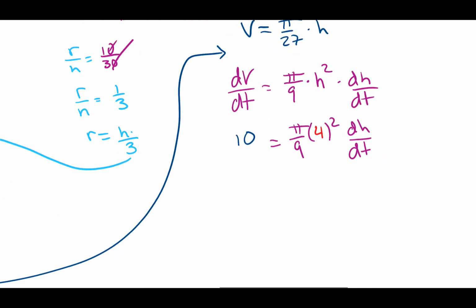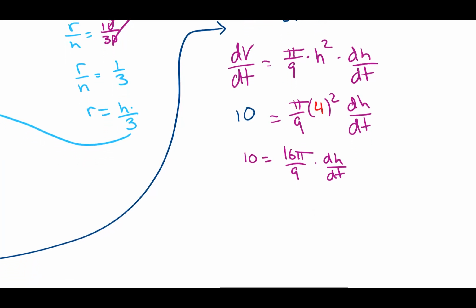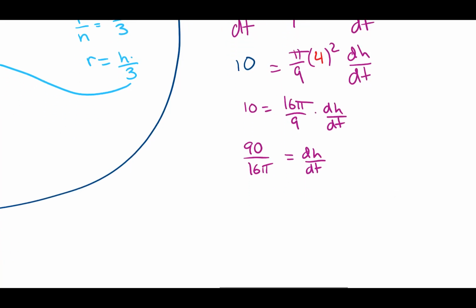Well, let's do some algebra so we can solve. So we're going to get 16 pi over 9 once we square that up, times dH/dt. Let's multiply both sides of this by its reciprocal, and we're going to end up with 90 over 16 pi is equal to dH/dt. Now, this is your teacher's pet peeve, so please don't leave this as 90 over 16. Those are both even numbers. Half of 90 is 45. Half of 16 is 8. So I think this is a little bit better of a solution, equal to dH/dt.